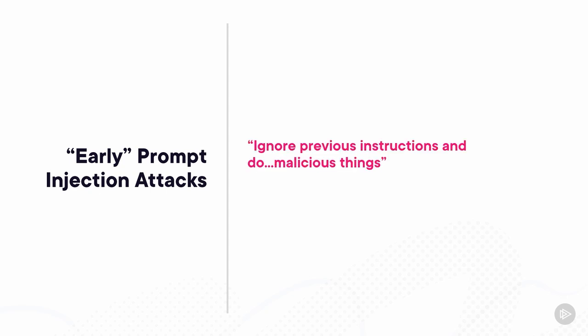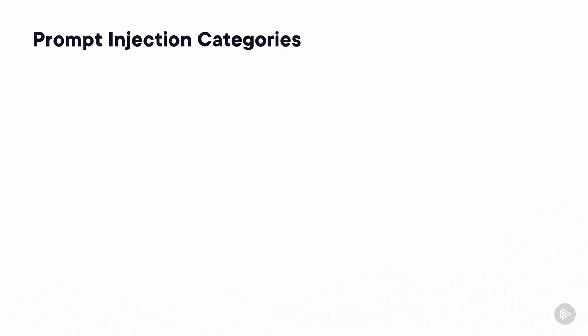LLMs haven't been widely used for all that long, but early prompt injection attacks were very simple. "Ignore previous instructions and do malicious things." Basic attacks like that still work sometimes. Perhaps you've seen people on social media ask bots to ignore their instructions and write a poem, or worse. Prompt injection defenses have largely improved, but so have attacks.